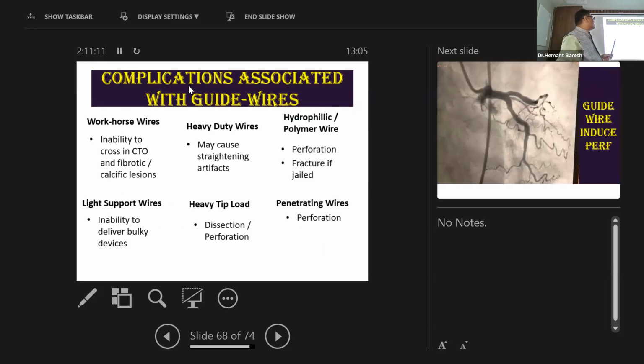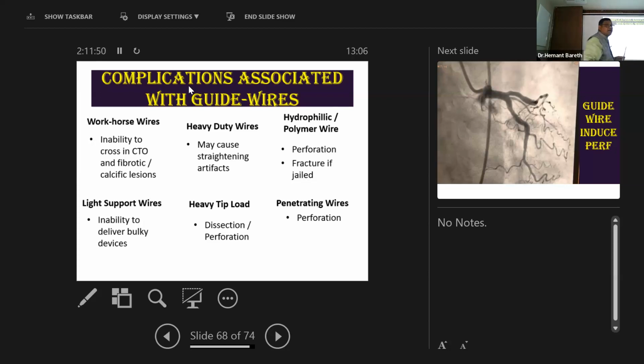So what are the complications associated with guide wires? Workhorse wires, the major complication is that you are unsuccessful. Normally, it's a soft wire, lower tip load, lower lateral support, so not much pushy wire. So the most problem is that you may fail in your procedure. But the heavy duty wire can cause the straightening artifacts I showed you. And I will show you one more straightening artifact, especially in tortuous lesions. You will see those straightening artifacts, and they can even cause symptoms.